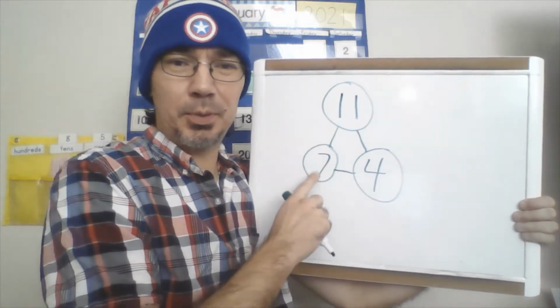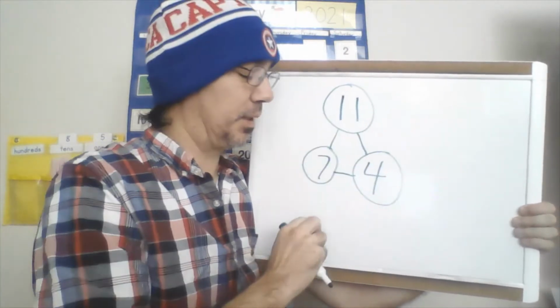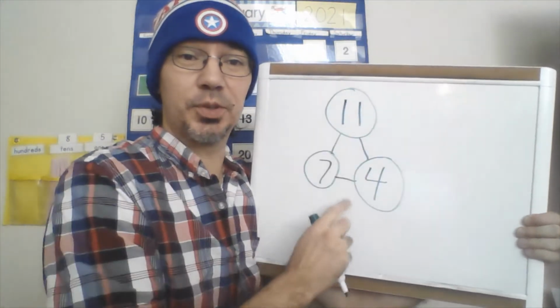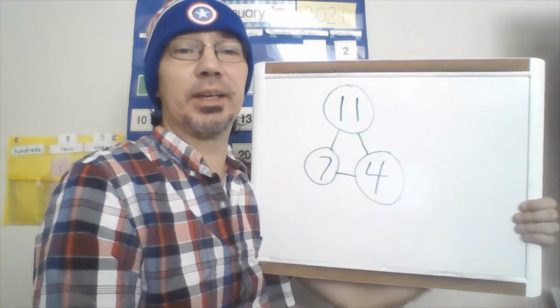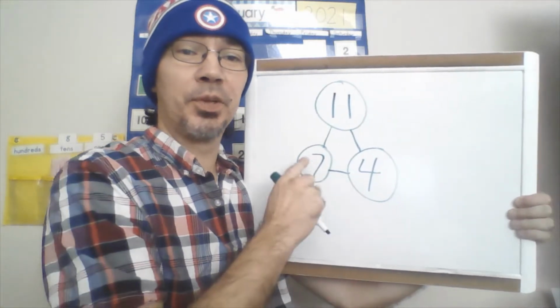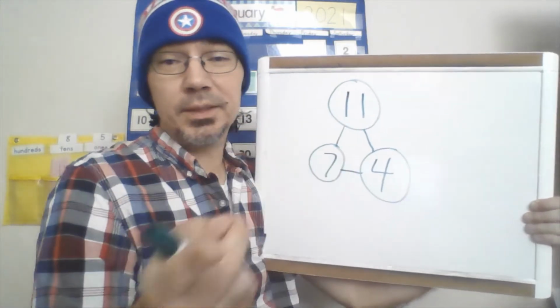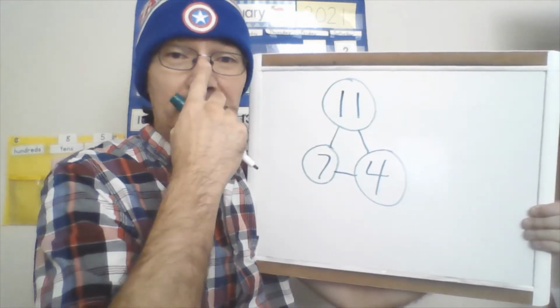Sometimes people will call this part, whole. That means this part and this part together make this whole. So you add these two numbers together and you get that number, right? 7 plus 4 is 11. 4 plus 7 is 11. But this also helps with subtraction.